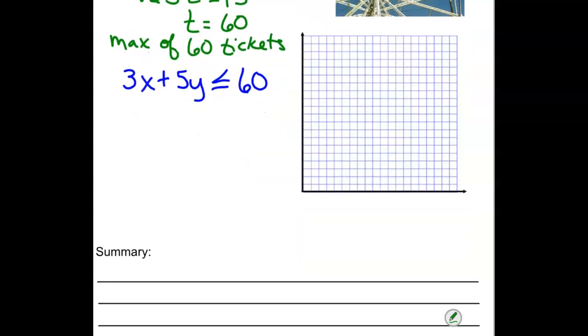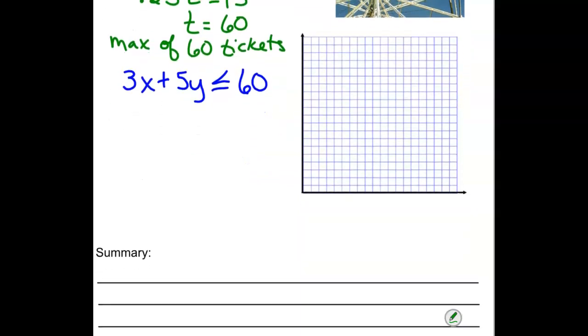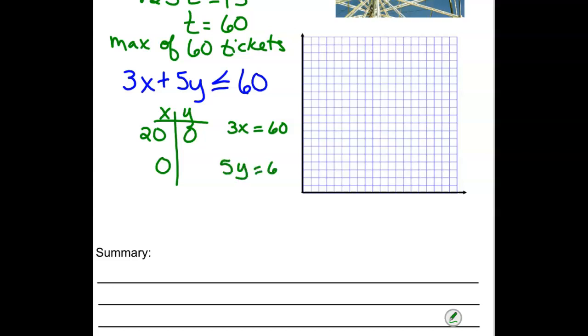All right, let's look at a graph of this. Now this is in standard form. So a real quick way, remember, to graph standard form is to find those two intercepts. If we put a 0 in for y, we've got 3x equaling 60, so x would have to be 20. If we put a 0 in for x, we have the equation 5y equals 60. Dividing by 5, we get a 12. Now those are going to be the maximums.